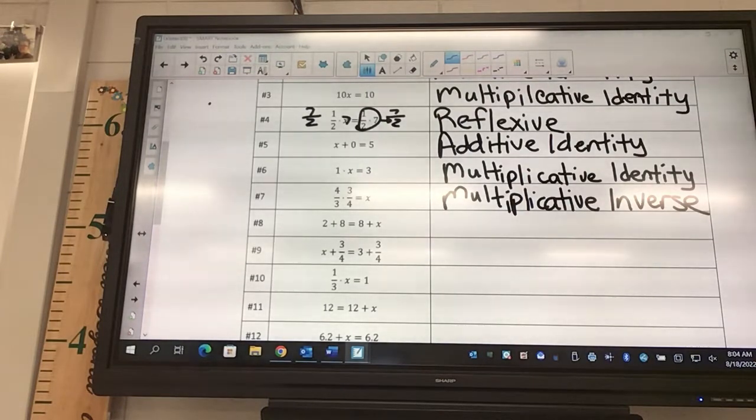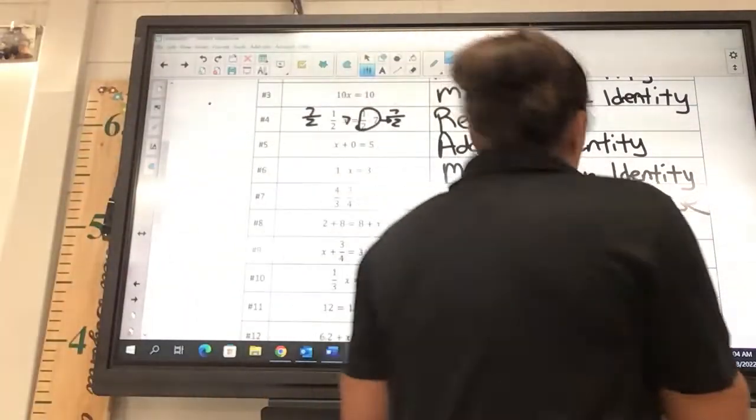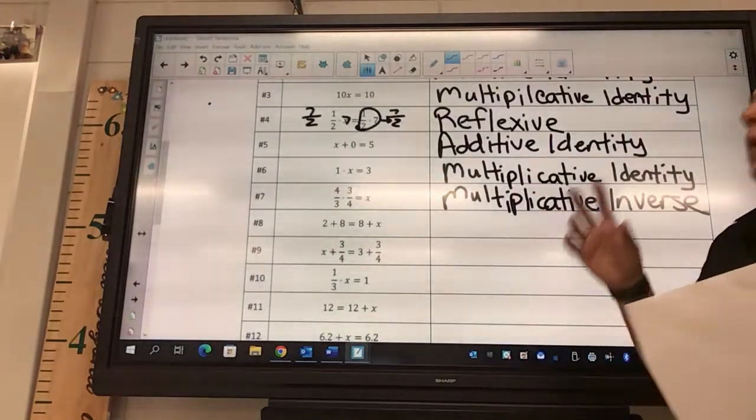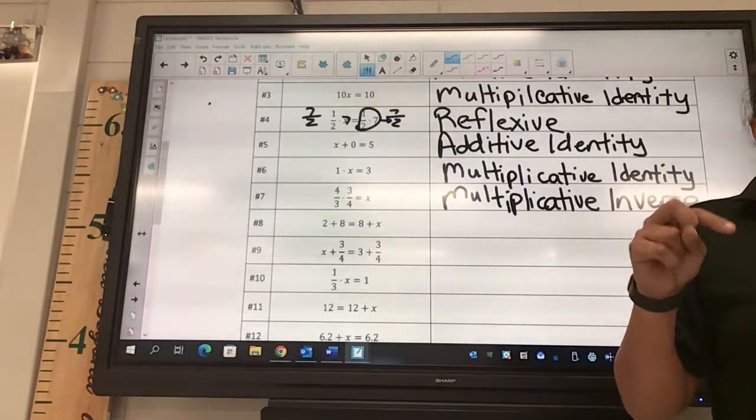Okay, 2 plus 8 equals 8 plus x. What does x have to be? It has to be 2. Okay, what property is that? That's what I picked earlier too. Commutative. Commutative what though? Commutative addition. Okay, because, and here's where the book kind of sucks, I'm gonna be honest.